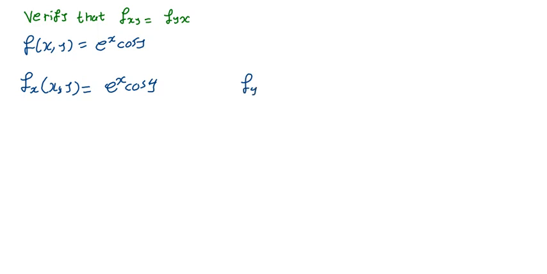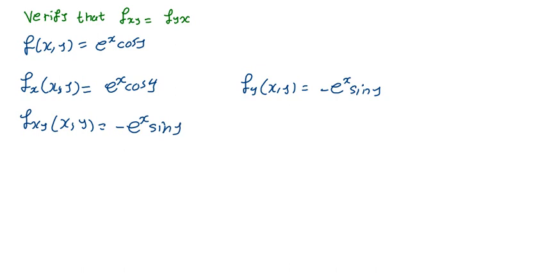So fy(x, y), what is it equals to? So we differentiate that with respect to y. What you're going to get is minus e to the x sine y. The derivative, of course, is simply minus sine. That's why you have a minus there. So your fxy(x, y) will be equals to, now differentiate with respect to y. Differentiating that with respect to y is going to be minus e to the x sine y. How? You differentiate that, you get minus sine. That's what we have right there.